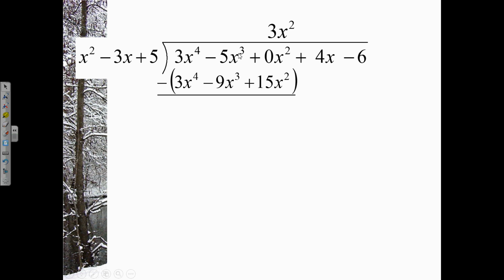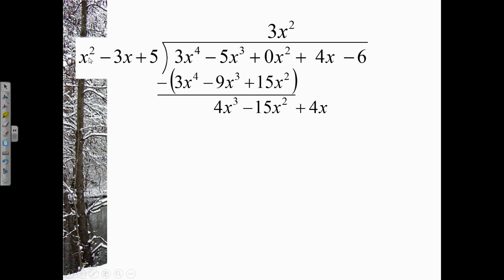And then remember that you're going to subtract. So be very careful with your signs. This is negative 5x to the 3rd minus negative 9x to the 3rd. So that comes out to positive 4x to the 3rd. 0 minus negative 15, negative 15. Now you always want the number of terms here to line up with the same number of terms here. So drop down the 4x and repeat that process.